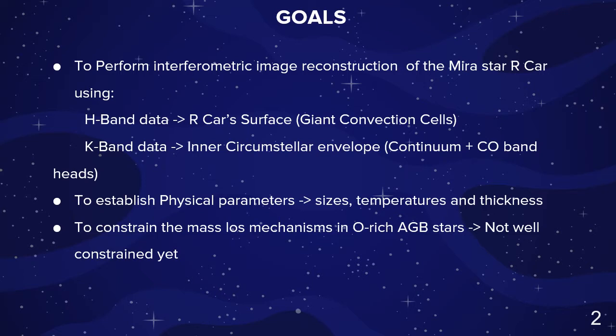Our goals are to perform interferometric image reconstruction of the Mira star R Car using H-band data to map R Car's surface, in particular giant convection cells, and K-band data to map the inner circumstellar envelope composed by the continuum plus the CO bandheads. We want to establish physical parameters such as sizes, temperatures, and optical thickness, and we want to constrain the mass loss mechanism in oxygen-rich AGB stars, which are not well constrained yet.